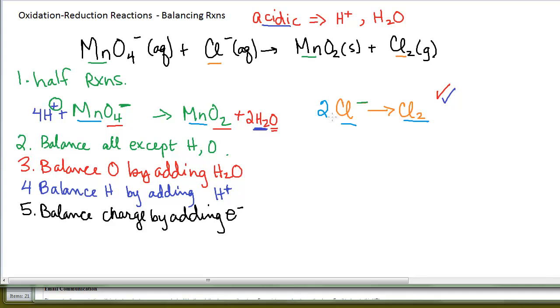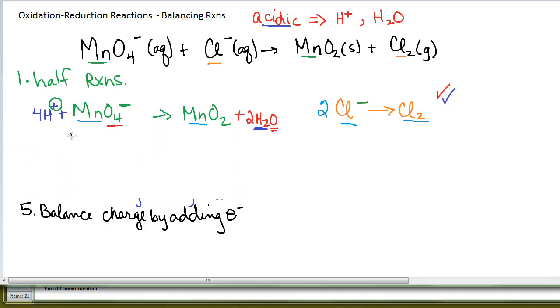One of the half reactions will produce electrons, so the electrons will be on the right-hand side of the arrow. The other half reaction uses electrons or gains electrons, and so the electrons will be on the left-hand side of the arrow. Now, I don't have to know what it is ahead of time going into this. The charges guide me to decide where to put the electrons. Here's how that works.